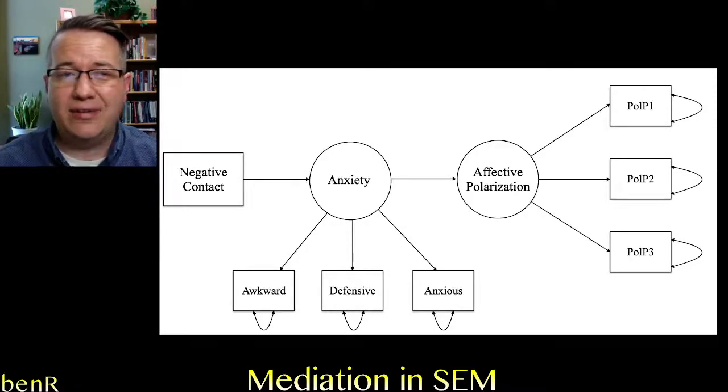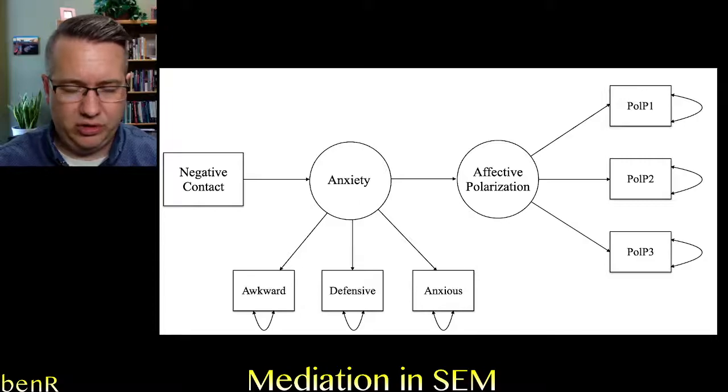The participants were asked, after they read the article, to what extent did you feel awkward, defensive, or anxious while reading the article? They were actually asked about 10 different emotions, but those three are used to approximate anxiety. And then the outcome is affective polarization, which is actually a parcel from a couple of different measures of affective polarization that I won't get into here.